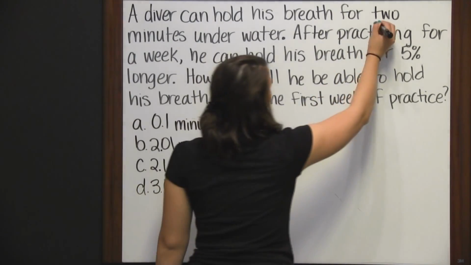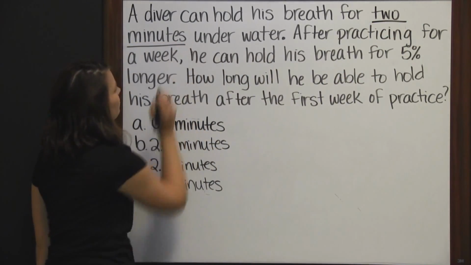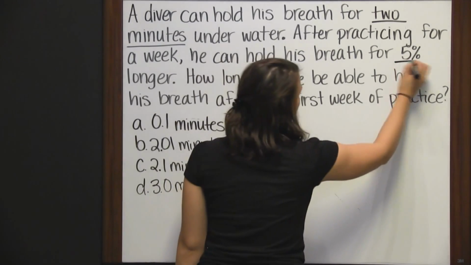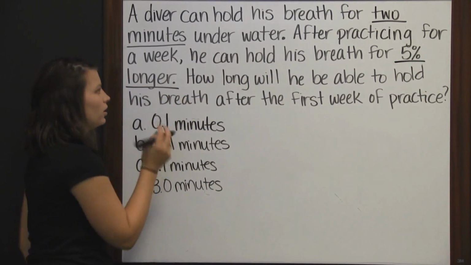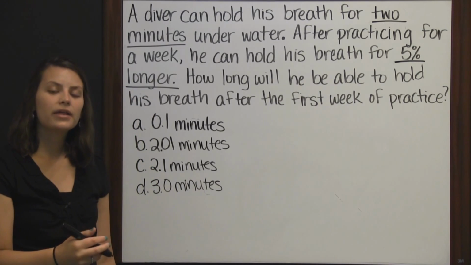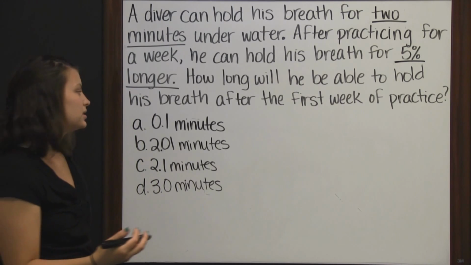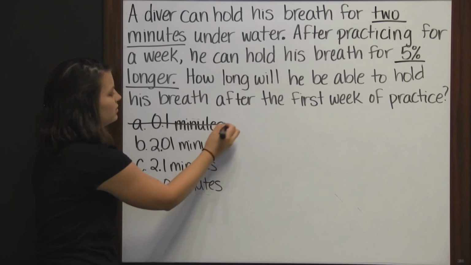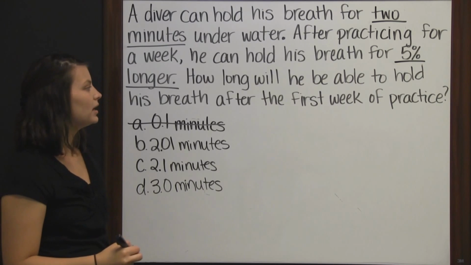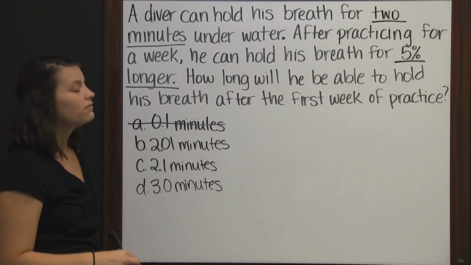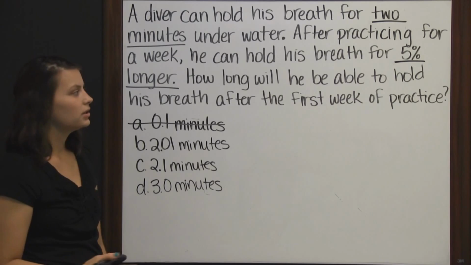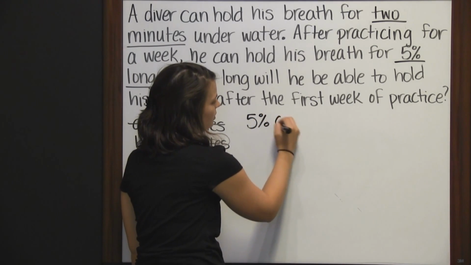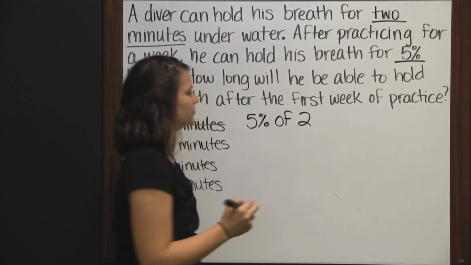So he can hold his breath for 2 minutes before he starts practicing. And then after practicing, he can hold it for 5% longer. So that means that he can hold his breath for longer than 2 minutes now. So we can already eliminate answer choice A, since it is not longer than 2 minutes. To find out how much longer he can hold his breath, we need to take 5% of 2.